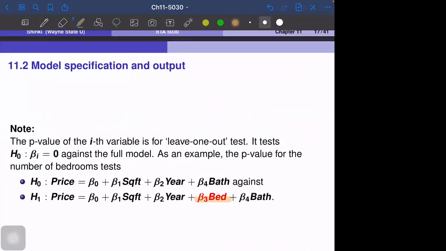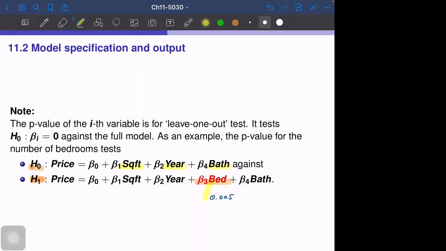In the case of the bedroom, we got the p-value of 0.005. What's the null hypothesis and what's the alternative hypothesis? The null hypothesis is the model with all variables except for the number of bedrooms. And the alternative hypothesis is the model with all variables, including the number of bedrooms. This means we assume that square footage, year, and bathrooms are already in the model, and we would like to see if the number of bedrooms has additional information beyond the base model H0. If we have more variables in the model, it's harder to get a significant p-value. But the number of bedrooms has additional information even when square footage, year, and bathrooms are already known.